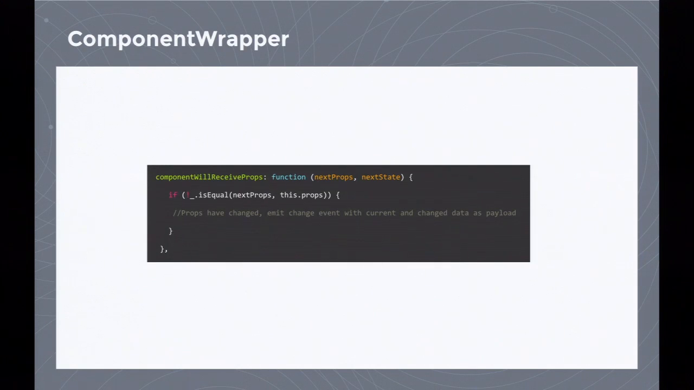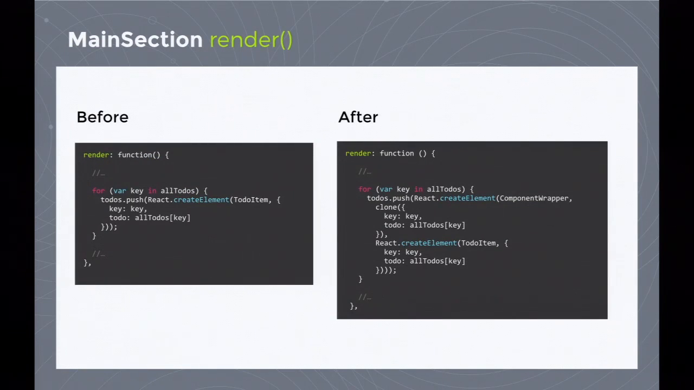So that makes the component wrapper's implementation pretty simple. Its component will receive props, and basically just has to do a deep equality of the current props and the props that it's been passed. So let's get into the code.